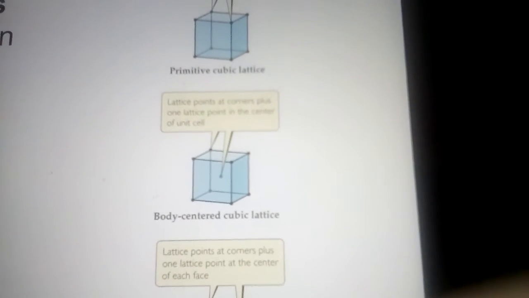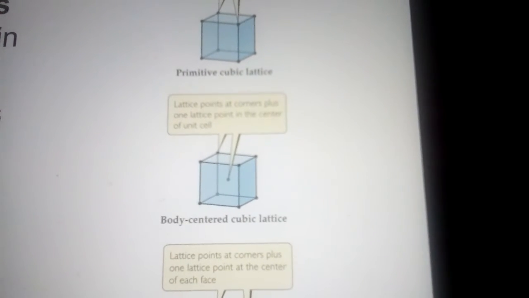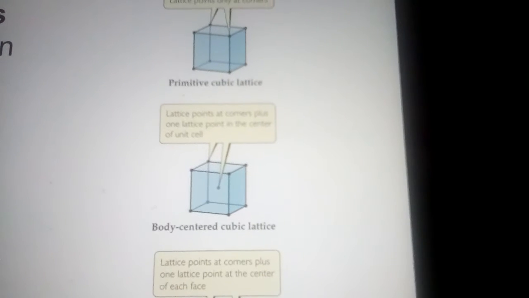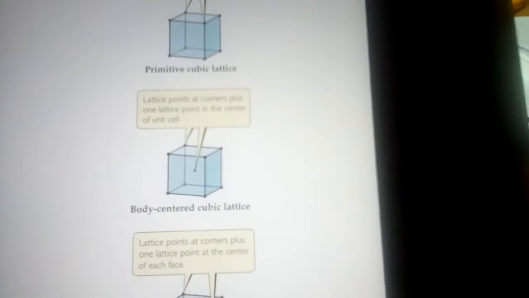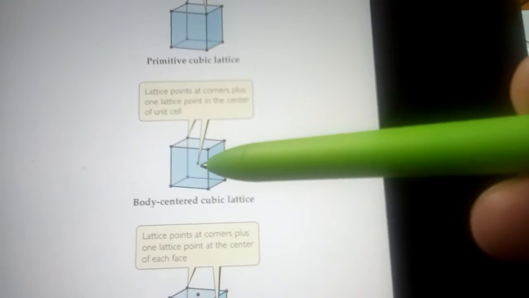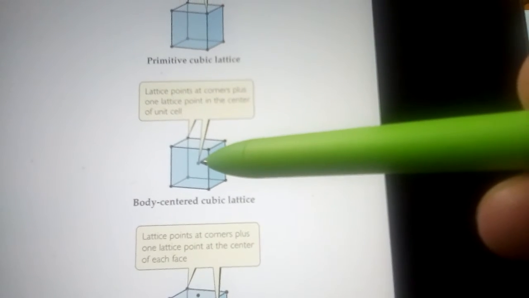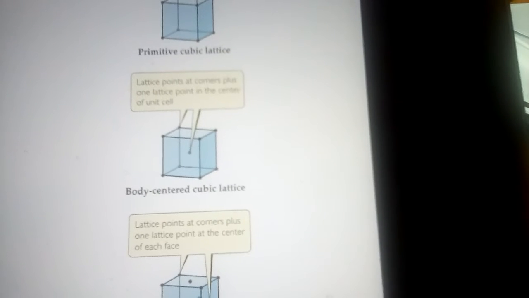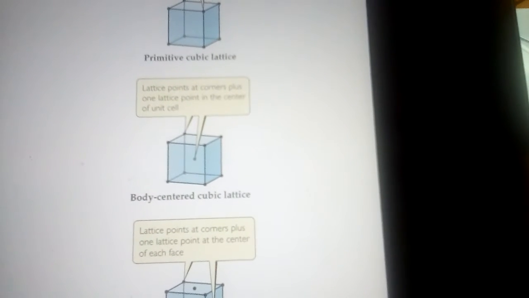Now, a body-centered cubic lattice, again, there are atoms at the corners of that cube, but there's an additional lattice point in the body center this time. So right there in the middle of the structure, there's another atom. And again, if we extend this structure out into three-dimensional space, this is our body-centered cubic lattice.